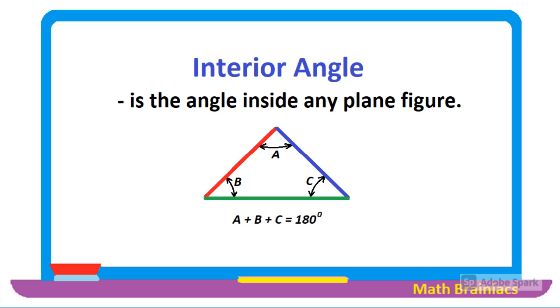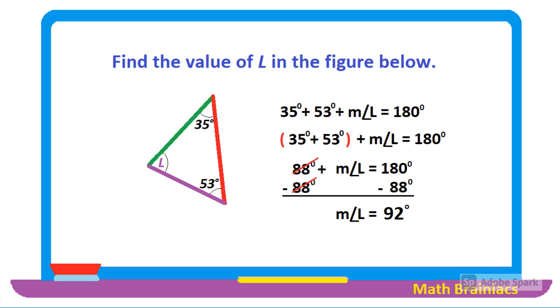To wrap it up, I want you to remember that the sum of the interior angles of a triangle is equal to 180 degrees. You are just going to add all the interior angles and make it equivalent to 180 degrees. Just use all the properties of equality and you can find the missing value of the angle.